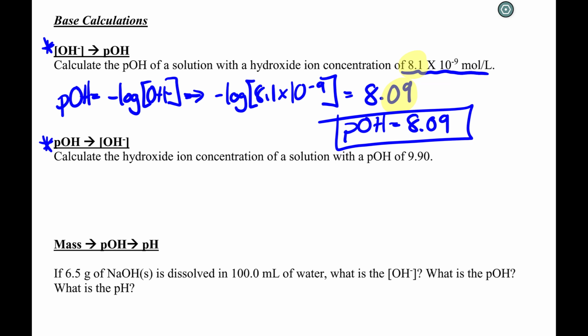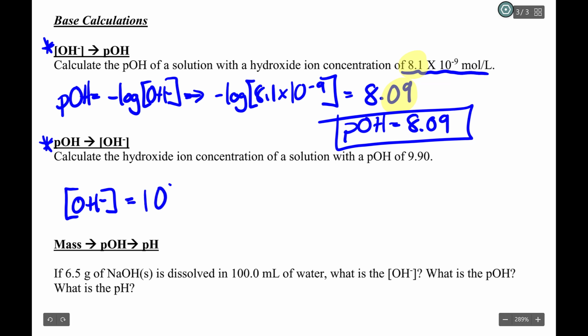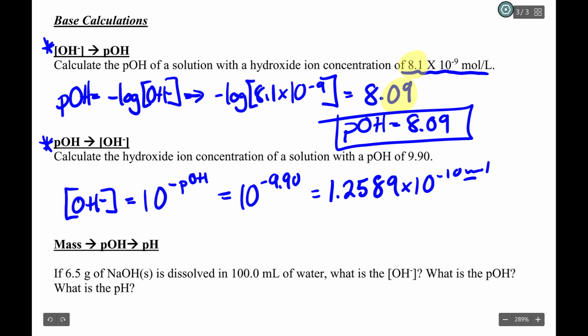In our next question, we're going to go the opposite direction. I'm given the pOH and I'm turning it into a hydroxide ion concentration. So the hydroxide ion concentration is always equal to 10 to the negative pOH. In this question, they give us our pOH, so it's 10 to the negative 9.90. So we go to the power of 10, negative 9.9, and we get 1.2589 times 10 to the negative 10 moles per liter.